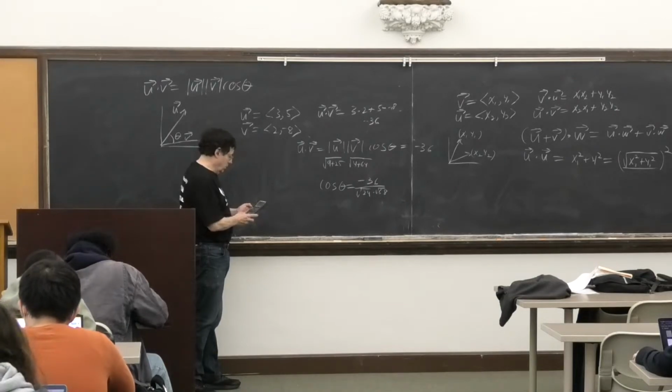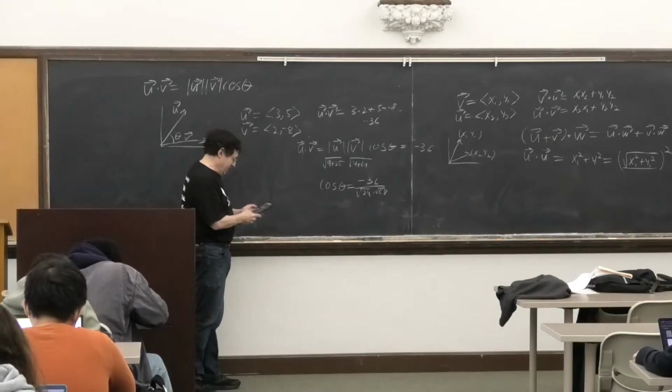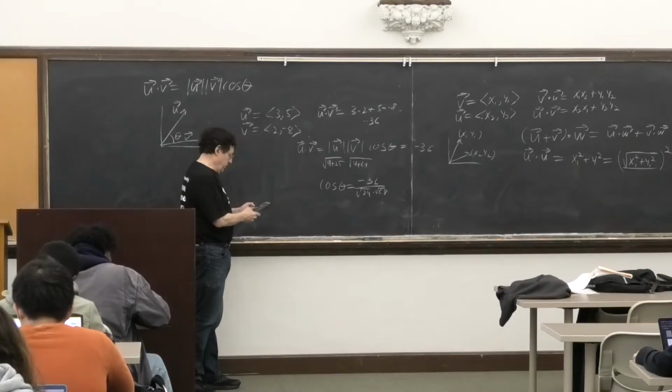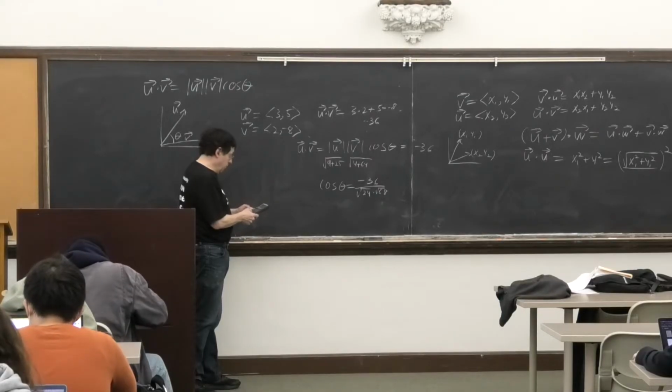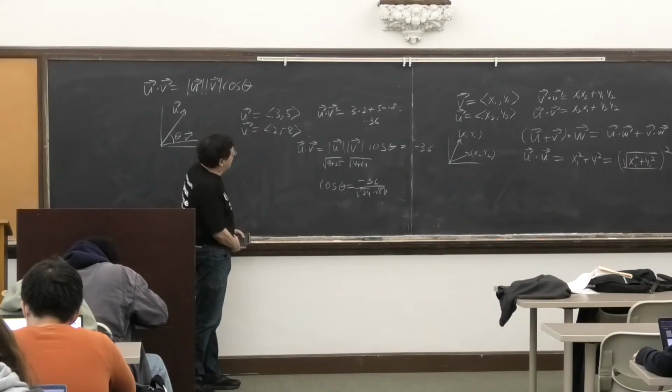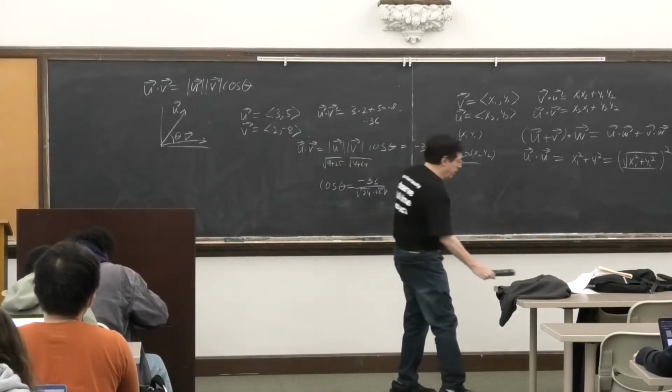Oh. Gotta turn it on. Inverse cosine of -36 divided by square root 24 square root 68. And I get error domain. Hate that. Where did I go wrong? Anyone see my error?